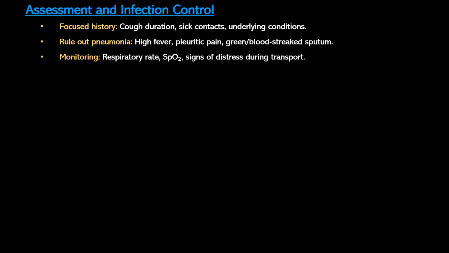Assessment is important in pre-hospital care for acute bronchitis. Gather a focused history, including any duration of cough, recent sick contacts, and any underlying respiratory or cardiac conditions. Evaluate for signs of more severe conditions such as high fever, pleuritic chest pain, or a green or blood-streaked sputum, which may indicate pneumonia or other serious illness.